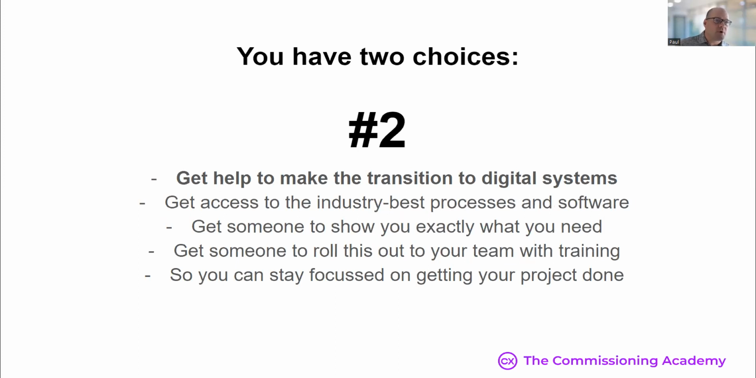The second option, of course, which I consider the better option, is you can get help to make this transition to digital systems. You can get access to the industry's best processes and software. You get someone to show you exactly what you need, the software to use and processes to follow that are customized and specific for your exact project needs. You can get someone to roll this out to your team with training that's already developed to show people how to use this, so you can stay focused on getting your projects done, because we know you're busy. Nobody has time to investigate this as a side project. It just won't happen. Projects are too busy, and you need to stay focused on the work to get this done.